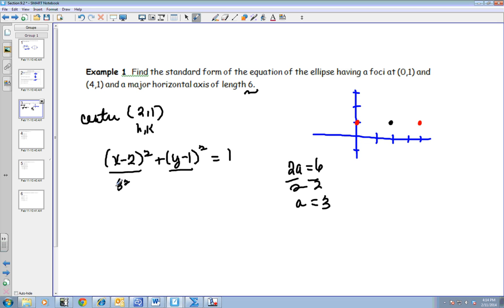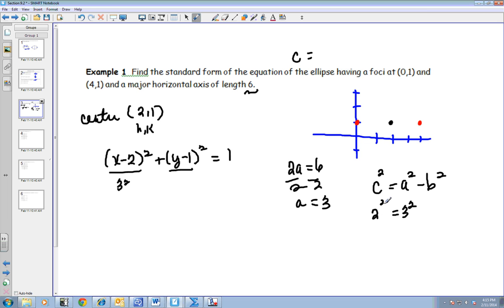Okay, now I can find out what b is. And the way I can find out what b is, I know what c is. Remember, c squared equals a squared minus b squared. Well, I know what my a was. It was 3. Now I need to find out what b is. It didn't tell us what c is, but we can find out. c is always the distance between my center and my 2 focus points. So the distance, 1 to 2, is 2. So c has to be 2.